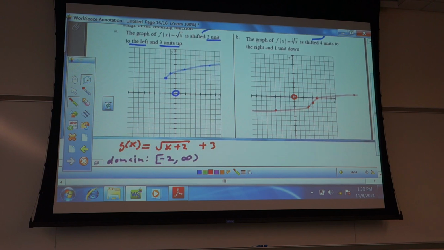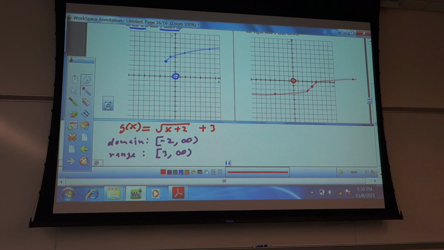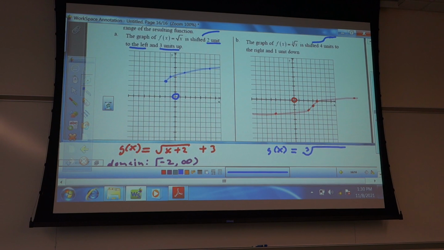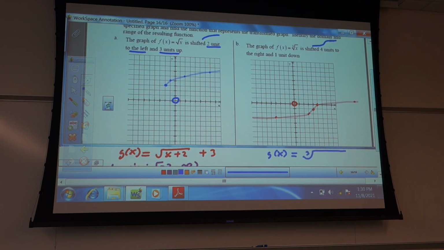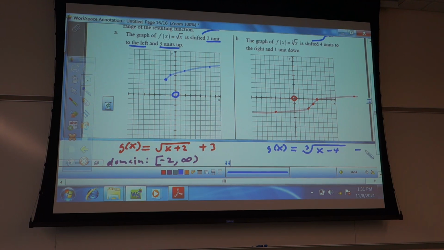Okay, good. Four to the right, one down. So here's my g of x. Again, it's cube root. Is left, right on the inside or the outside? Inside. So remember, it's opposite. So four to the right means x minus four. Great. And then one unit down is on the inside or the outside? Outside. So it's going to be on the outside, minus one.